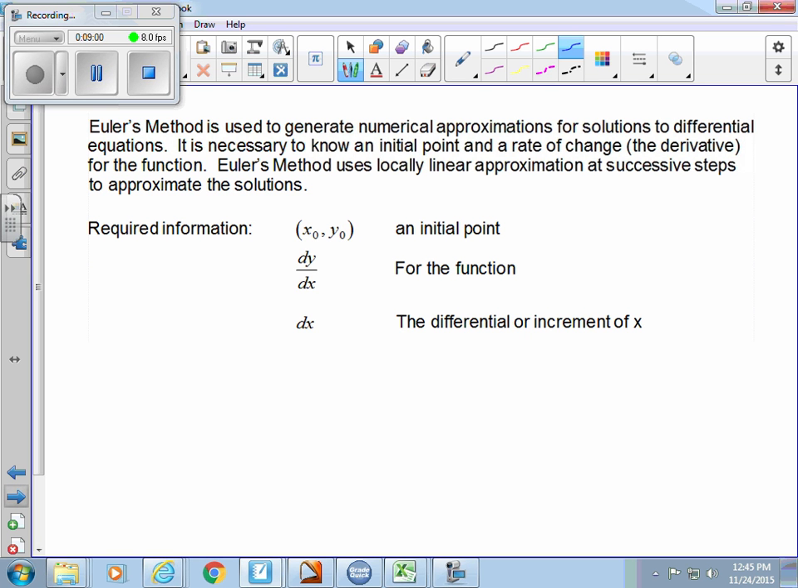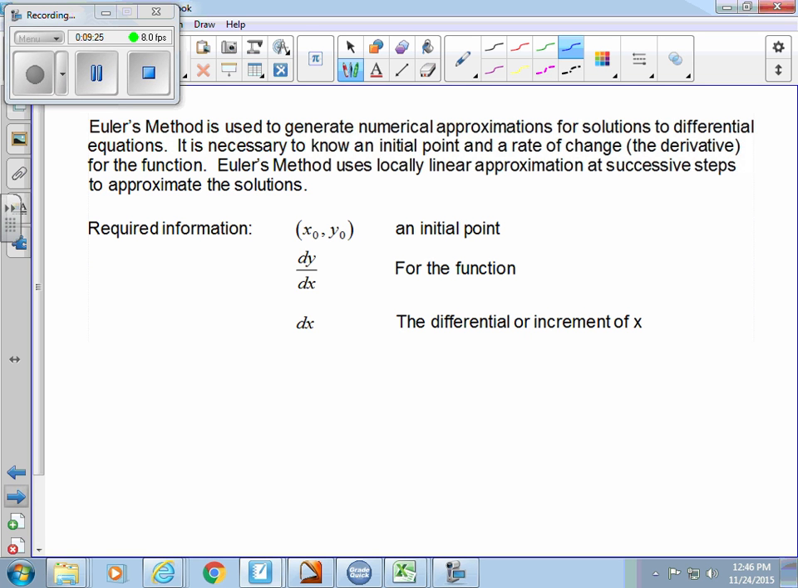The things that it's necessary to know, they word it differently, but you need to know x, y, and m, right? It's necessary to know an initial point and a rate of change. Euler's method uses local linear approximations at successive steps to approximate these solutions.